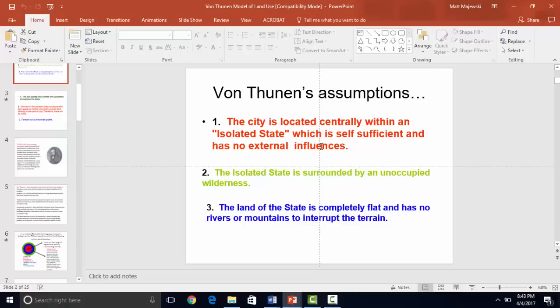The isolated state is surrounded by an unoccupied wilderness. Remember, he already stated that. So our state is isolated, completely cut off, and not connected in any way to any other states. Three, remember, he says the land of the state is completely flat. It has no rivers. It has no mountains.